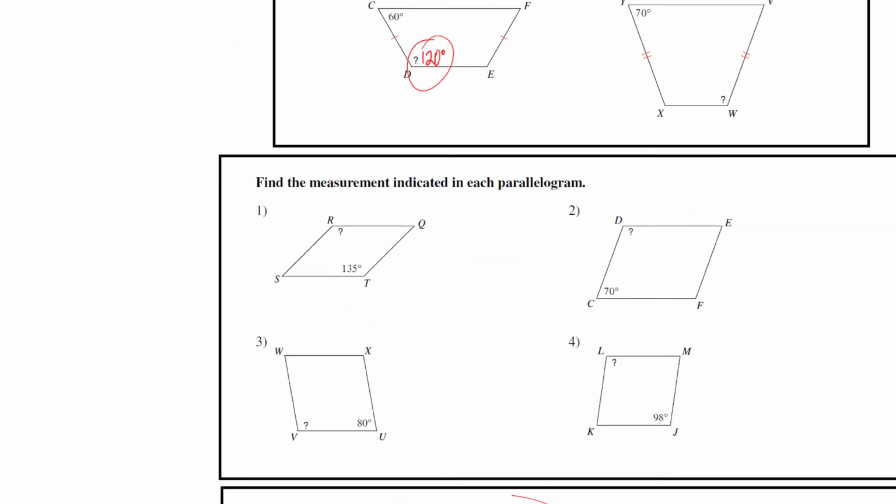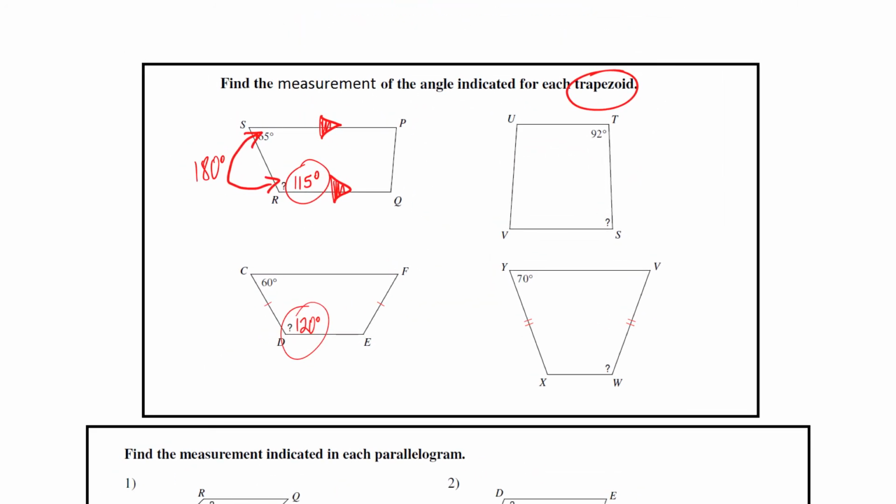Okay, next page. So on this one, this would be 88 because these two add up to 180. 70 here, so this would be 110.